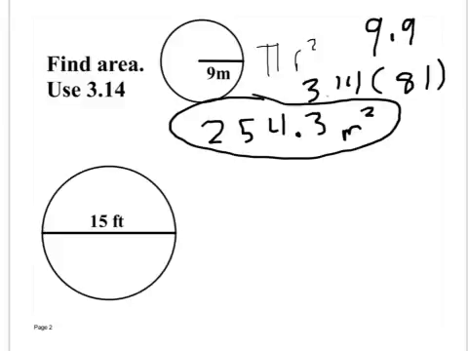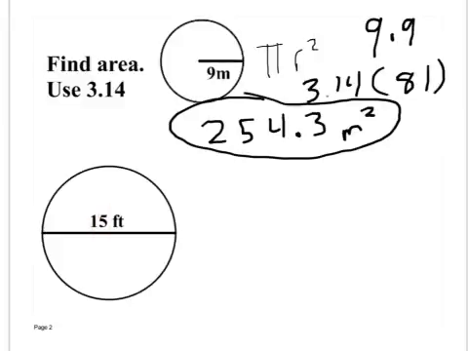Now, let's look at this one. Someone raise your hand and tell me, is that 15 feet a radius or a diameter? It's a diameter. Okay, what does the formula use? Does the formula use diameter or radius? It's pi r squared, right? What is r? Is that radius or is that diameter? Radius. So I need to find the radius of this circle.